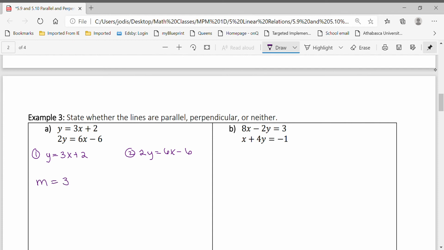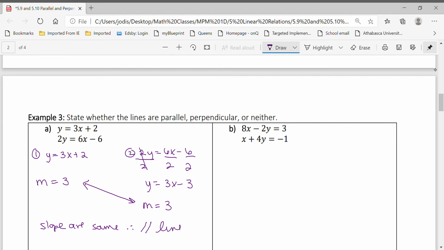The second one is almost there. It needs to be divided, have every term divided by 2. So if that's the case and we simplify, we get y = 3x - 3, and our slope is 3. So if we take a look at our slopes, well, they're the same, right? So slopes are the same. If the slopes are the same, our rule was that these are parallel lines.